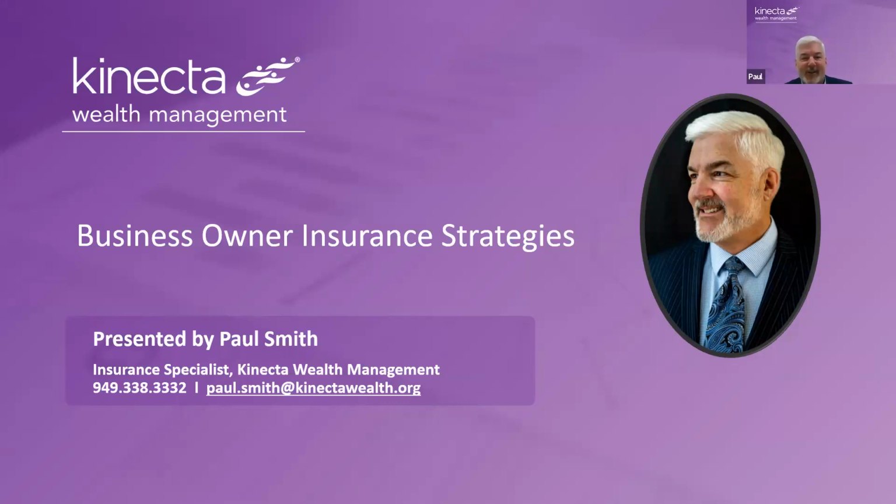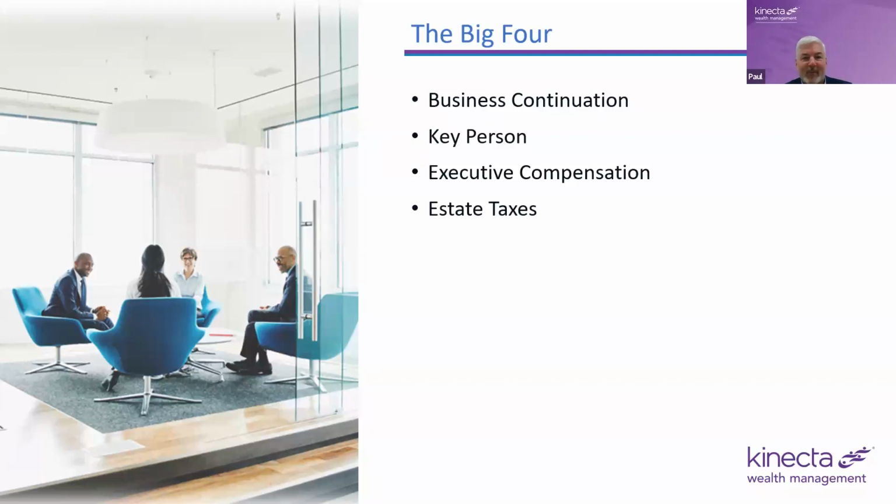So if we could, let's go to the next slide. I'm going to talk about what we call the big four, two of which we're going to focus on today, and then later I'll go through some of the others. The executive compensation, Howard touched upon that today, but there are also some life insurance funded opportunities there, and then estate taxes are always an issue for us. But today we're going to focus primarily on the business continuation and the key person issues, both again properly funded by life insurance. So next slide, please.